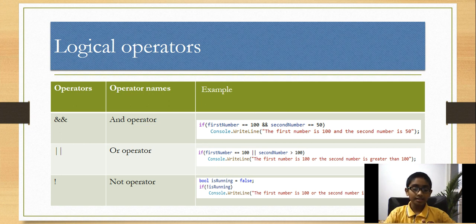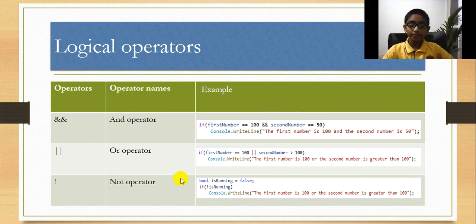So next let's talk about the NOT operator. We can use the NOT operator with an exclamation mark. Let's understand this with an example. First I'm declaring a boolean, isRunning, and setting it to false. After that, I'm declaring an if statement and saying NOT isRunning. When you use the NOT operator, you invert the condition.